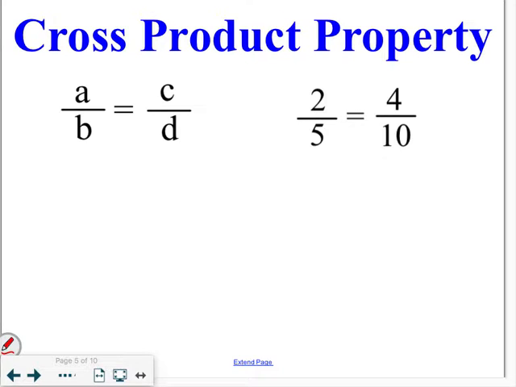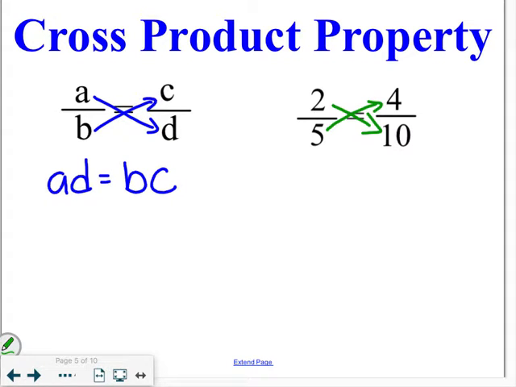Another good thing for us to know is when we set up proportions, we can use something called the cross product property. When you are doing the cross product property, it says that if you are multiplying along the diagonals, those two will be equivalent. So A times D would be equal to B times C. So you are multiplying across. So if we're looking at the example on the right, we know that those two are equal.